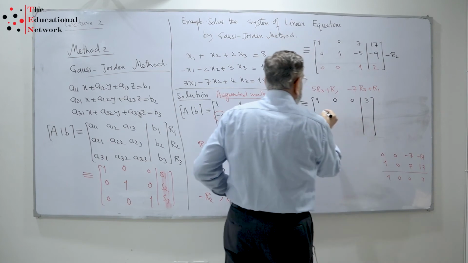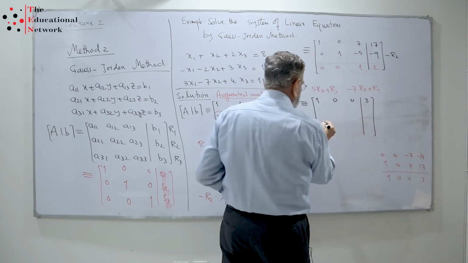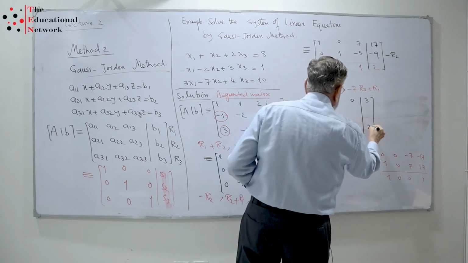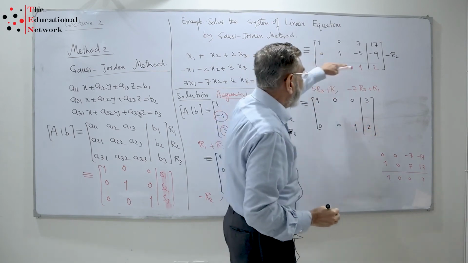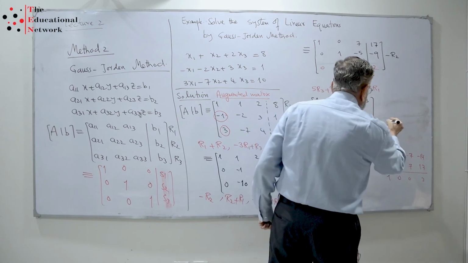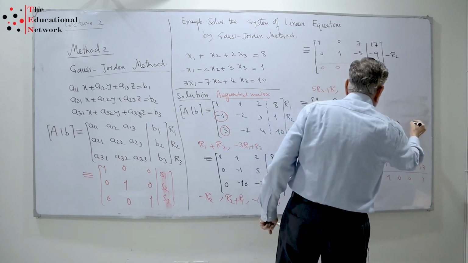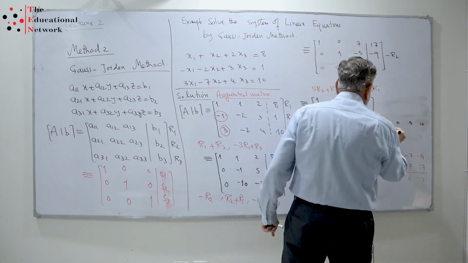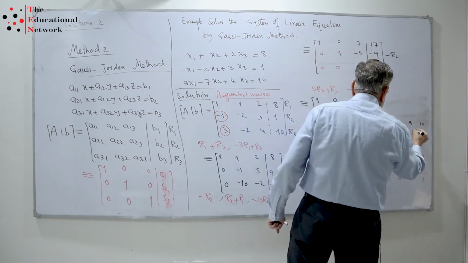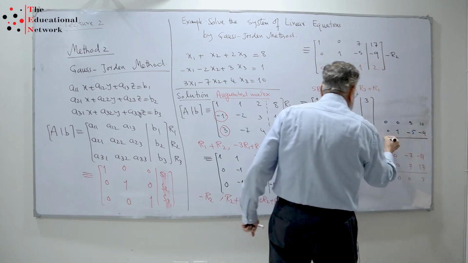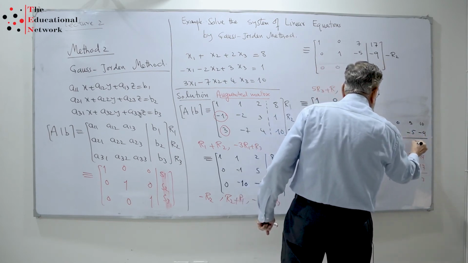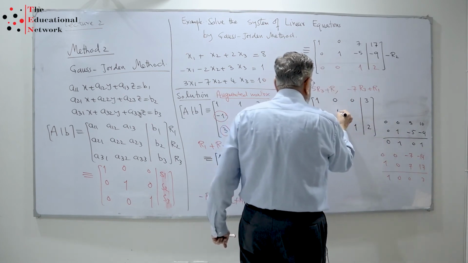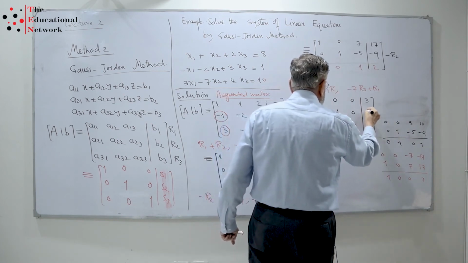Row 2 is not changing. Row 3 is not changing. We get 0, 0, 1, and 2. So for row 2, multiply by 5 and add to this one. We get here 0, 0, we get here 5, we get here 10. And my second row is 0, 1, minus 5, minus 9. We add it, get 0, 1, 0, and 1. So I can write this as 0, 1, 0, and 1.